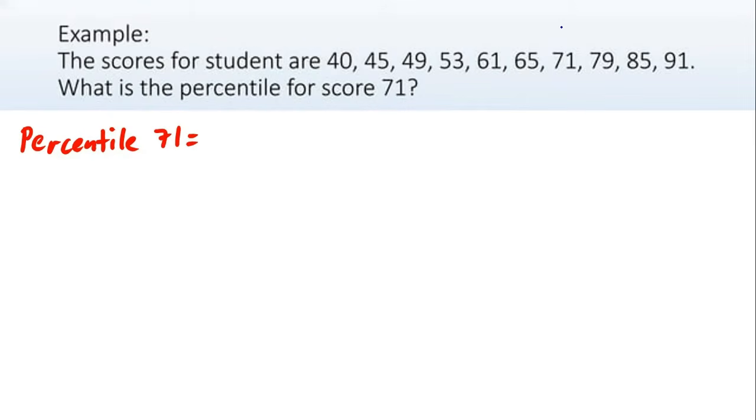So, nasan ba ang 71? Nandito. First thing you need to do is to make sure that your data are arranged from lowest to highest. Since naka-lowest to highest na yata yung ating data, we have 40, 45, 49, 53, 61, 65, 71, 79, 85, and 91. Okay, hindi na natin kailangang i-arrange pa. Okay, numerator natin, mas mababa sa 71. Bilangin natin, we have 1, 2, 3, 4, 5, 6. So there are 6 data na mas mababa sa 71.